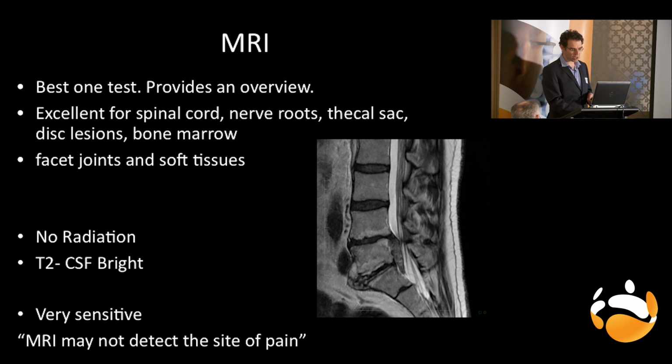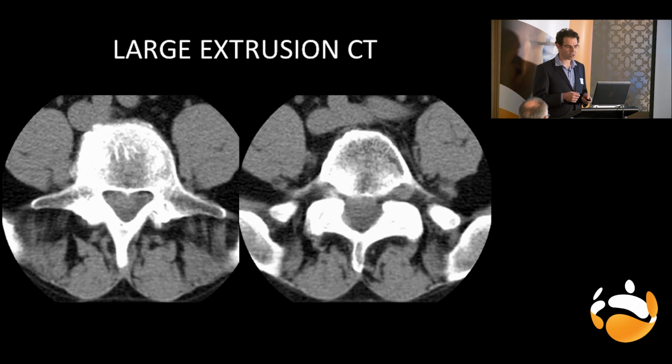There's no radiation. You may have heard of T1 and T2. The T2 is the fluid-weighted sequence. The CSF is bright. The problem with MRI is often that it's too sensitive. So we're able to pick up lots of pathologies in different locations, but we need to correlate that back clinically. I'll show you an example of why MRI is better than CT.